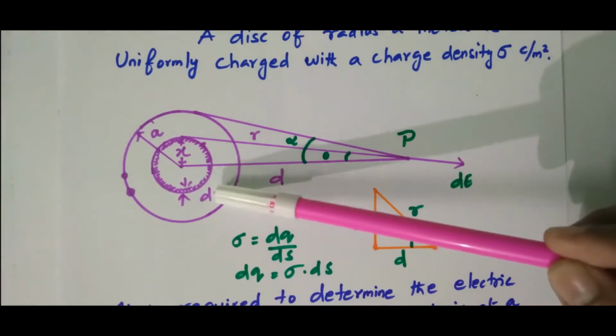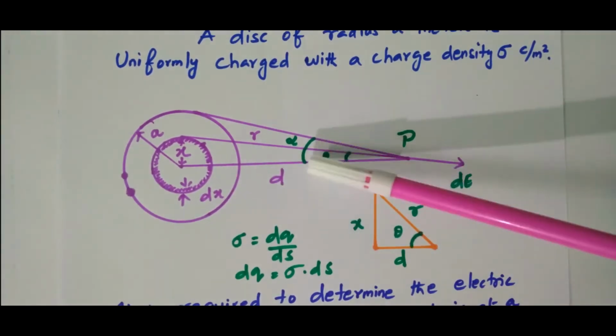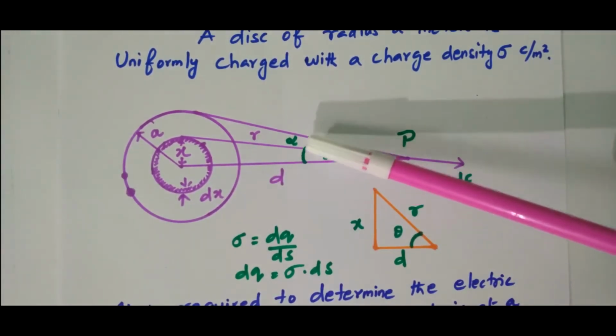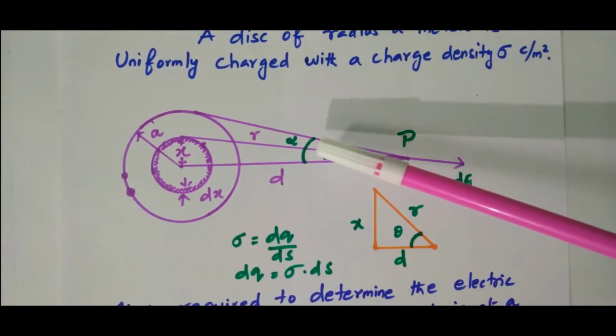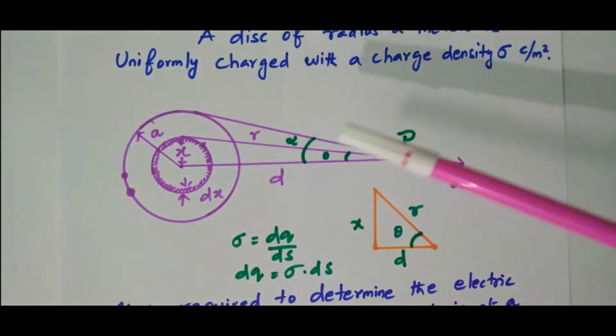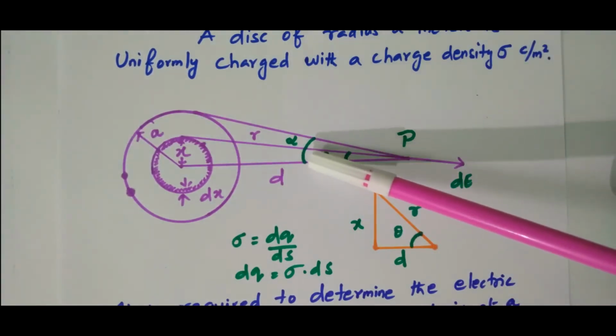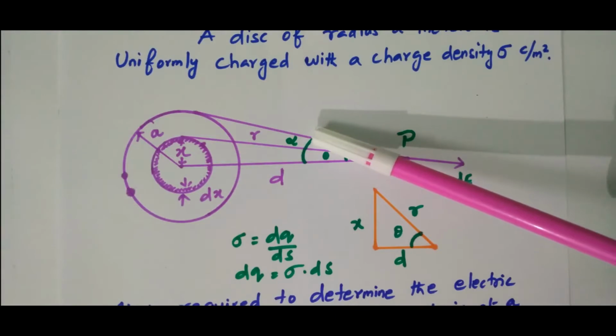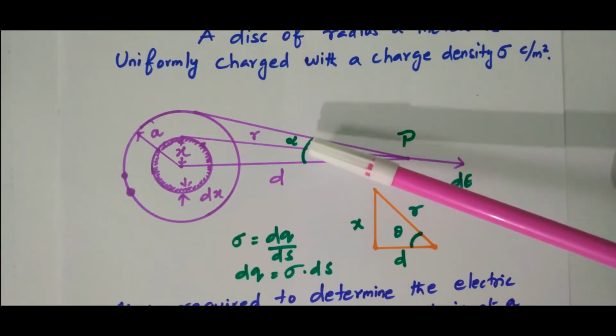So this is a small segment dx. The angle will be alpha. When the radius increases, the angle alpha will increase. The radius increases from 0 to a, so in terms of angle it increases from 0 to alpha. During the limit we need this value alpha.